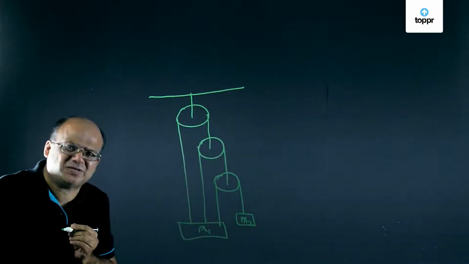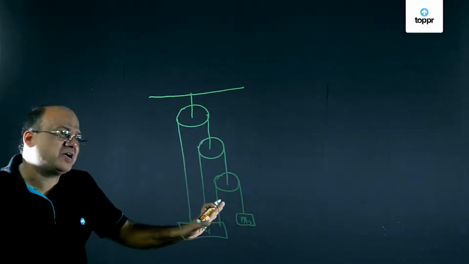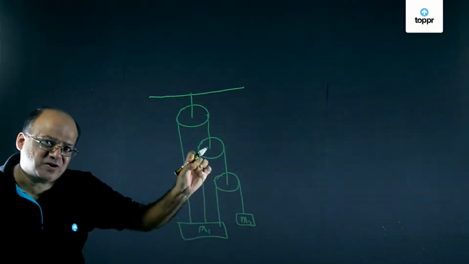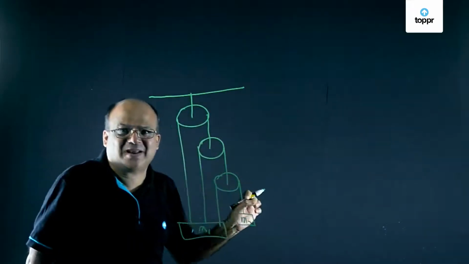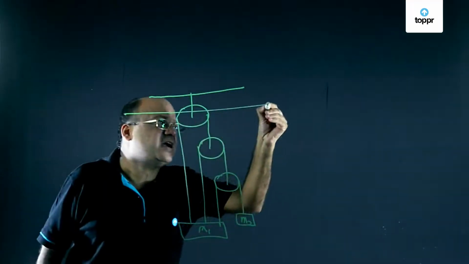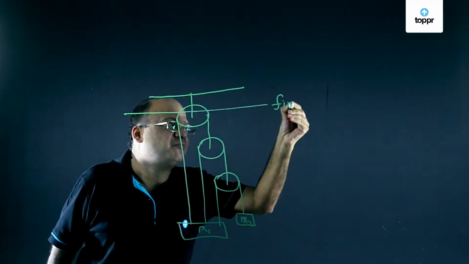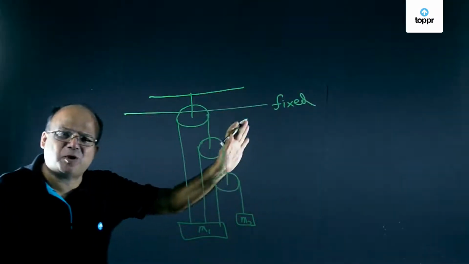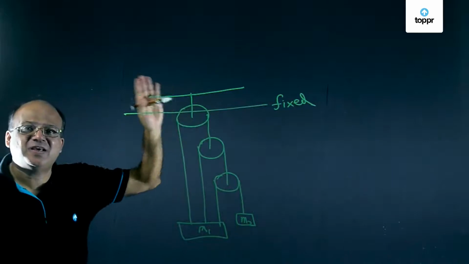So this is the situation. It will look a little bit scary, but nothing to get scared. We apply the concept in a step-by-step manner, and that will be very simple. First, draw a fixed line at the topmost pulley. That is the first thing we learned. Any problem like this, draw a fixed line at the topmost pulley.